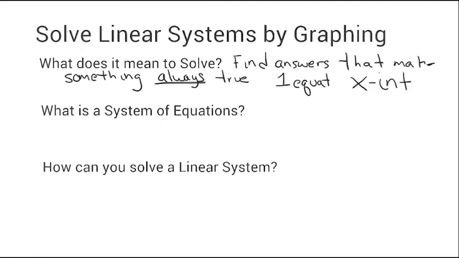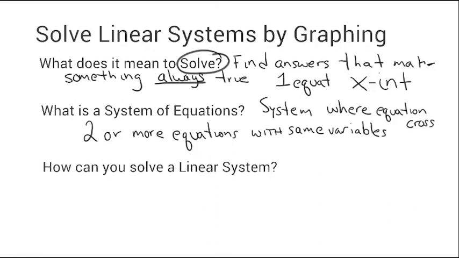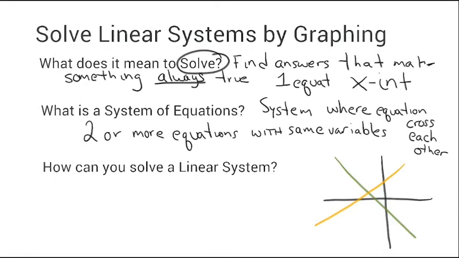Okay? But a system of equations is 2 or more equations with the same variables. And a solution to a system, so to solve a system, I want to know where the equations cross each other on a graph. So if I have a graph and I have one equation that happens to give me this line, I have another equation that happens to give me this line, my solution to that particular system of equations would be whatever that point is.